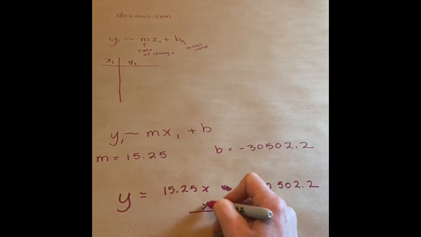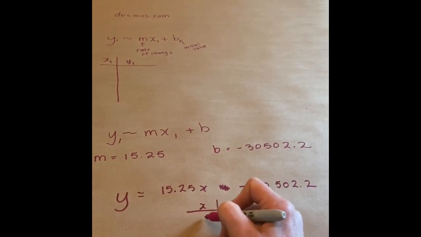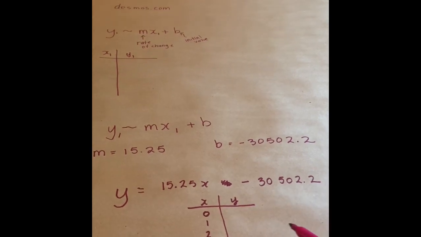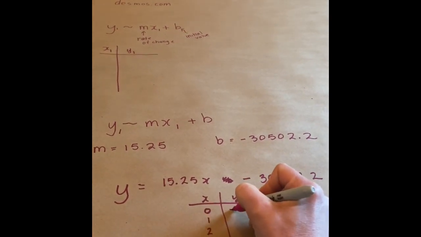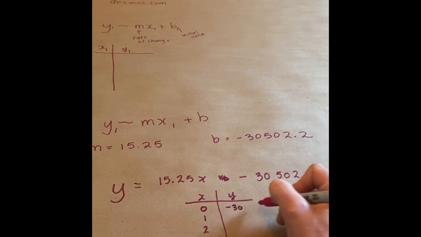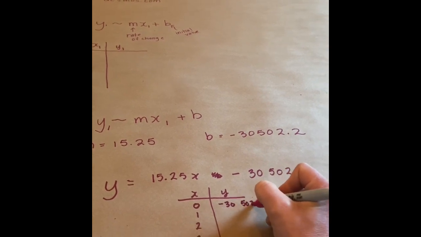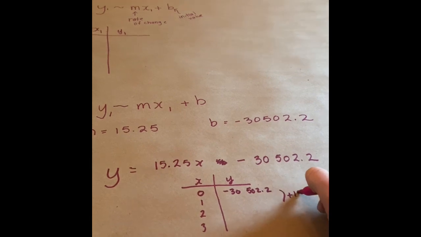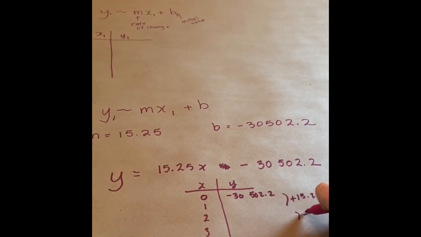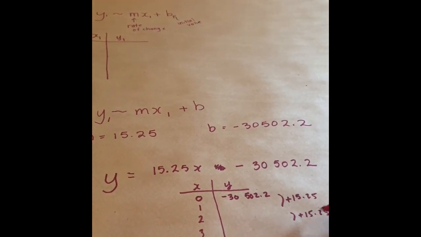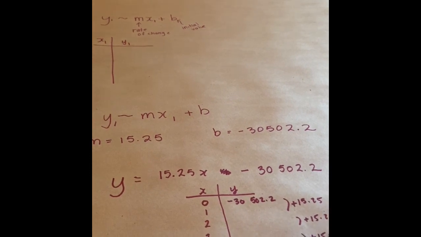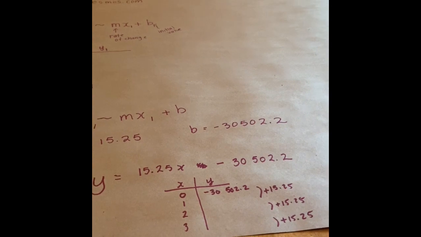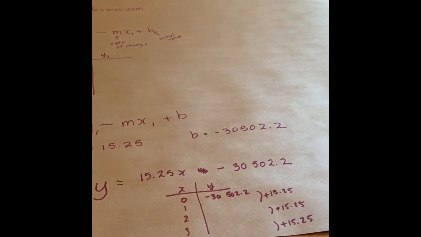Now, those are really funny numbers, but we know we could make a table. Then x, y, we always start our x's at 0, 1, 2, 3. We know at the beginning, it starts at minus 30,502.2, and it keeps going up by 15.25, keeps going up by 15.25, keeps going up by 15.25. That right there is the equation of the line of best fit.